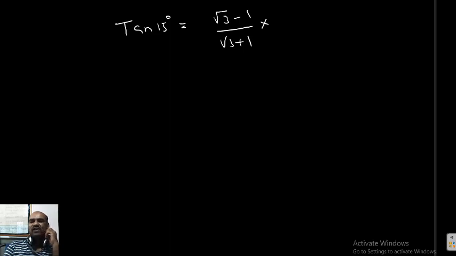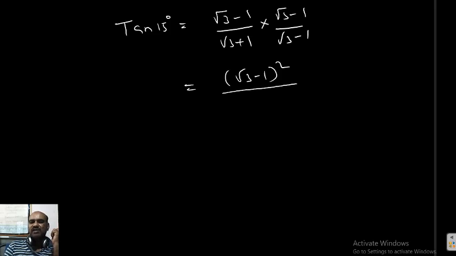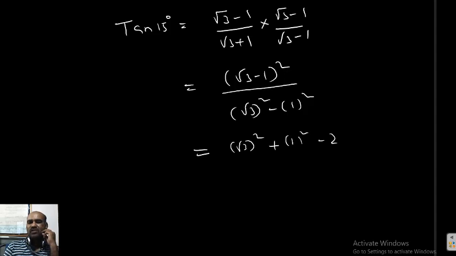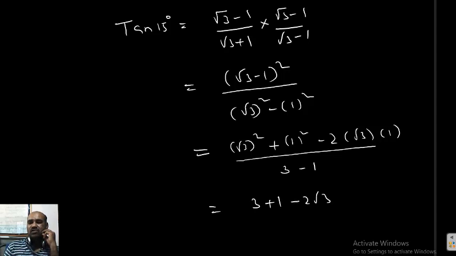Rationalizing the denominator, the rationalizing factor of root 3 plus 1 is root 3 minus 1, multiplied and divided. The numerator is root 3 minus 1 whole square, and the denominator is a plus b into a minus b, which is a square minus b square. In the numerator, a minus b whole square: a square means root 3 whole square, plus b square means 1 square, minus 2ab, 2 into root 3 into 1. In the denominator, root 3 square minus 1 is 3 minus 1. The numerator is 3 plus 1 minus 2 root 3, so it is 4 minus 2 root 3 by 2.